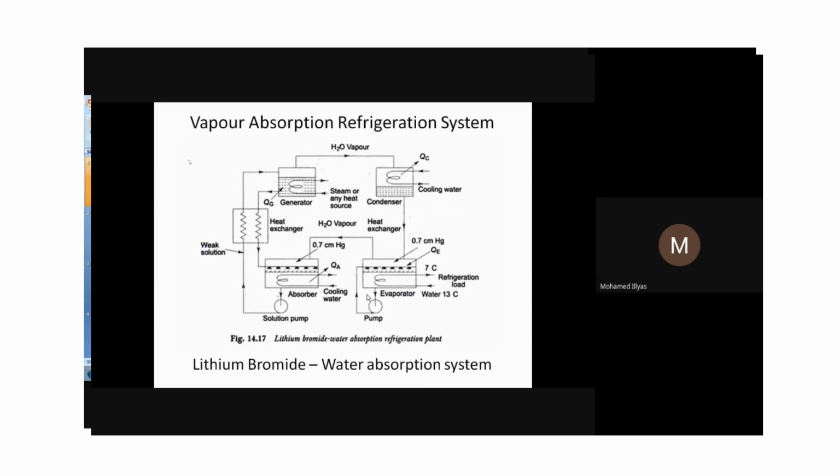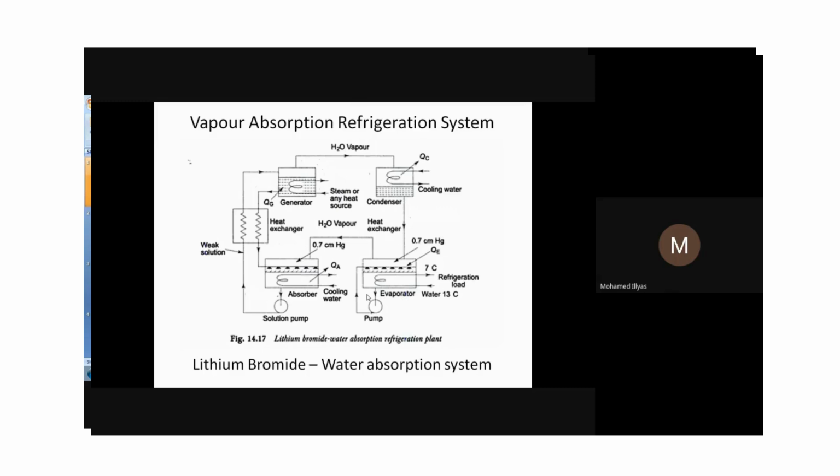So why do we use the so-called lithium bromide? Lithium bromide is nothing but a salt. It will be in powder form, maybe a very good absorbing material. It is a hygroscopic material. Hygroscopic means it can readily absorb water quickly. It is able to absorb the maximum amount of water.